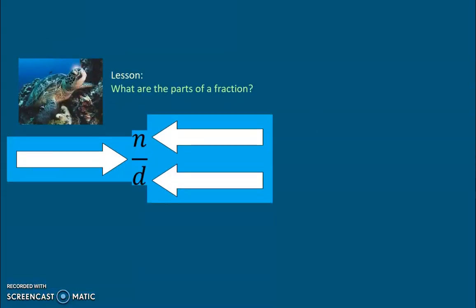So the first part of our lesson is identifying the parts of a fraction. There's three main parts that we need to know. And the first part is this n, and this n stands for numerator. And that just means the top of the fraction, the part. This line in the middle where we usually say over, so we have n over d, is the division symbol.